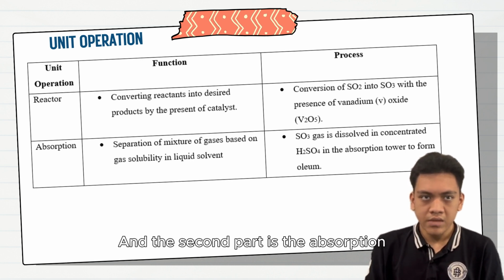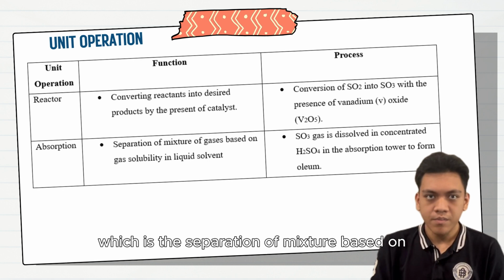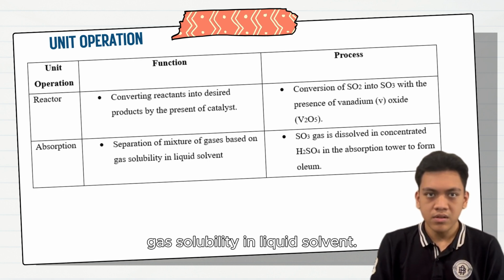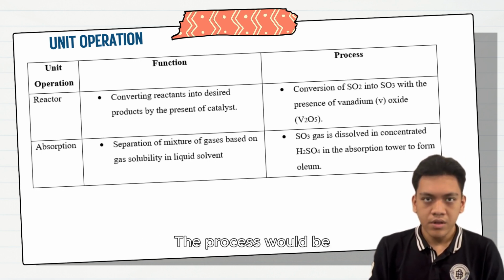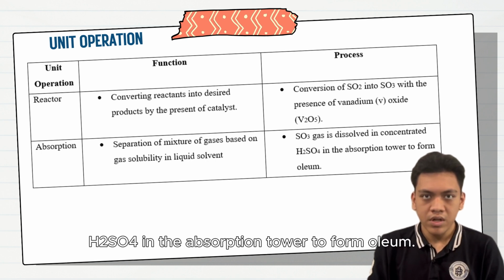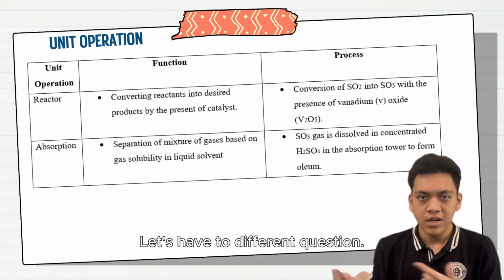And the second part is the absorption, which is the separation of a mixture based on gas solubility in a liquid solvent. The process would be SO3 gas is dissolved in concentrated H2SO4 in the absorption tower to form oleum. That's all from me. Let's head to the calculation.